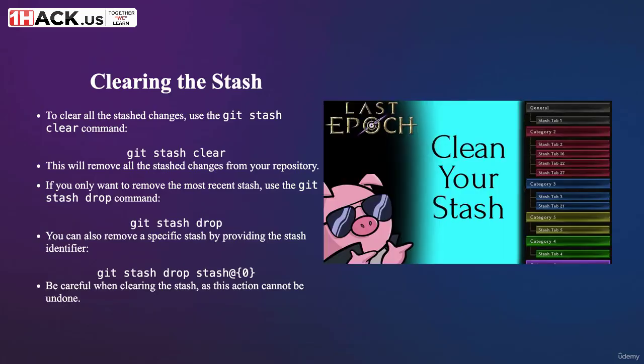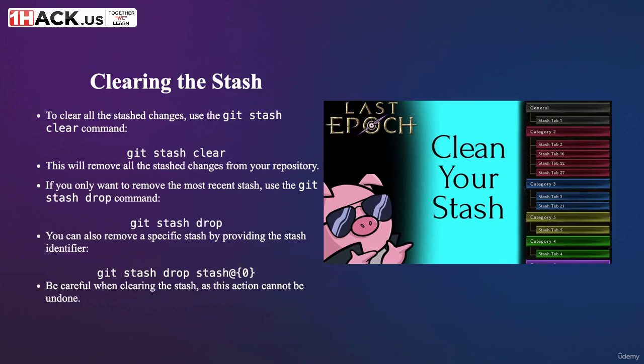Finally, let's discuss how to clear your stash. If you have a lot of stash changes and you want to start fresh, you can use the git stash clear command to remove all the stash changes from your repository. Alternatively, if you only want to remove the most recent stash, you can use the git stash drop command. This will remove the topmost stash from your stash list.